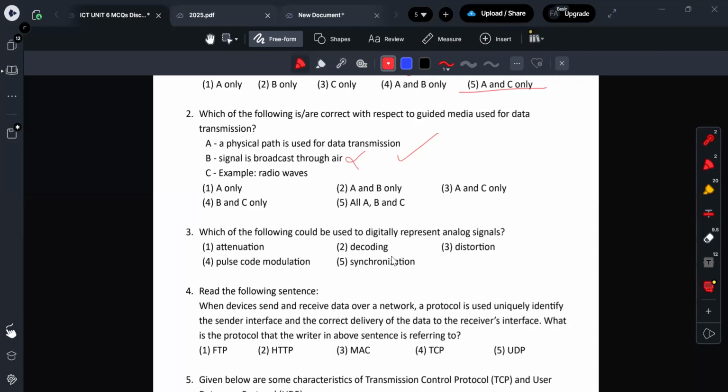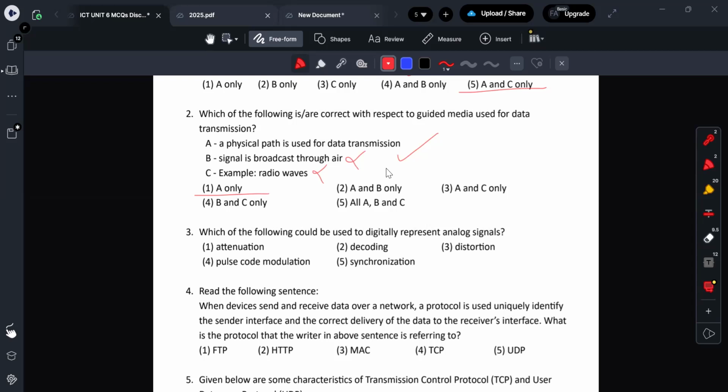Sending signals through the air or open space is called unguided media, known as wireless media, because the signal is free to travel in many directions without a physical boundary. Then the example, radio waves, is also incorrect because radio waves travel wirelessly through open air without physical cables. So this is unguided media, and the answer is A only.